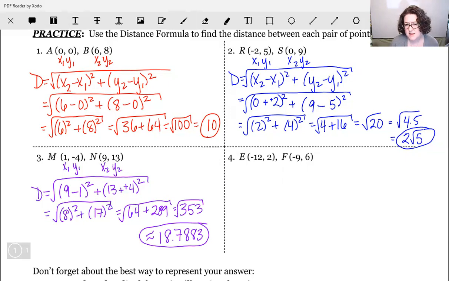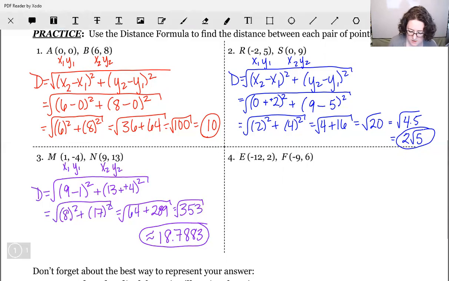All right, and you'll notice I'm leaving my answers to 4 decimal places just because I want to be super accurate on them. Okay, go ahead and pause the video real quick, and I want you to try out problem number 4 and see what happens, especially with your negative numbers. Okay, so now that you've tried that, let's check our work.